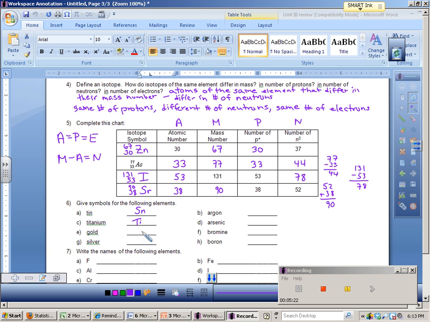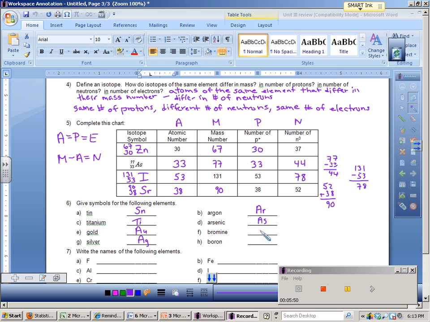Gold is our next one. Gold's number 79, Au. Silver's right above him at number 47, Ag. Argon's over at the far side, number 18, capital A, small r. Arsenic's down a little bit and over to the left, number 33, As.